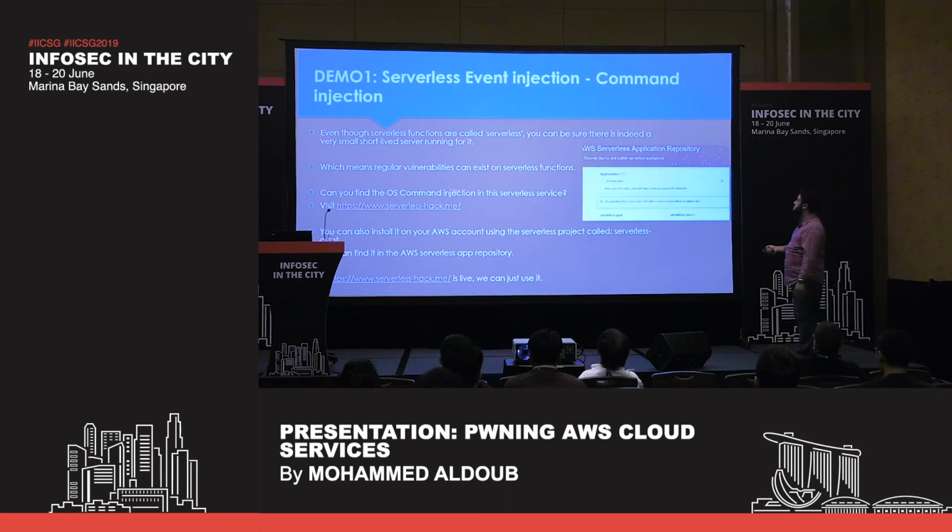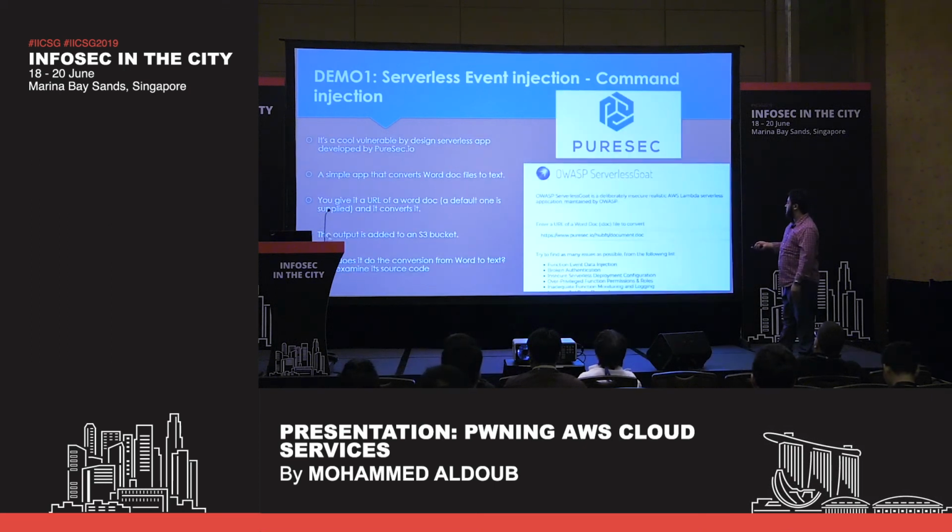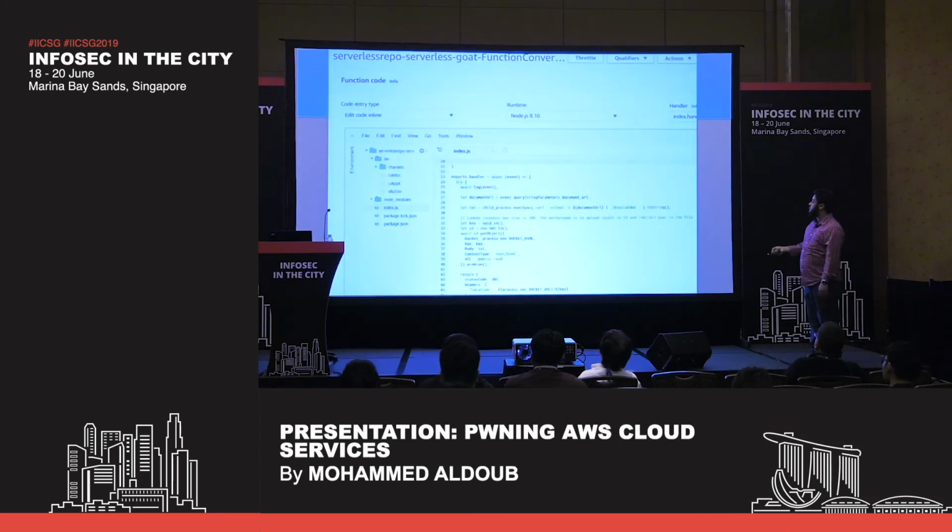Because I don't have much time, I'm going to show this one to you, and you can try it at home to attack these servers. This is an online, running serverless application that is vulnerable, so you can try it. The basic idea is to convert a Word document file to a regular text file. Actually, it has an OS injection vulnerability. We're going to see the code. This is the actual code.